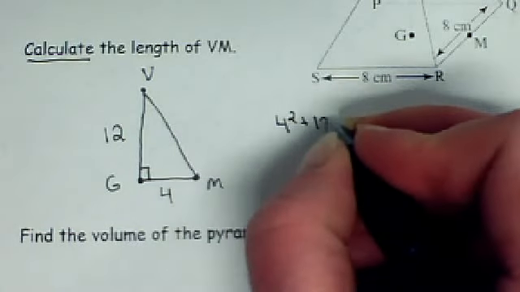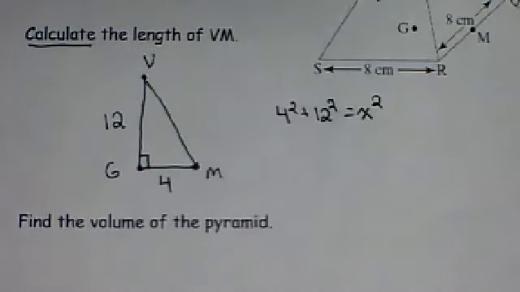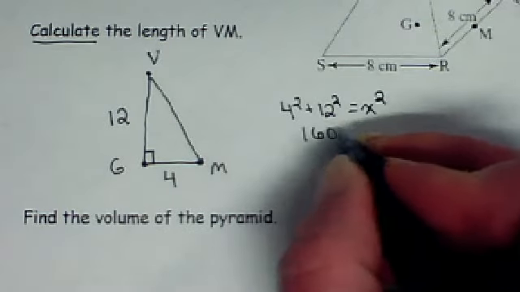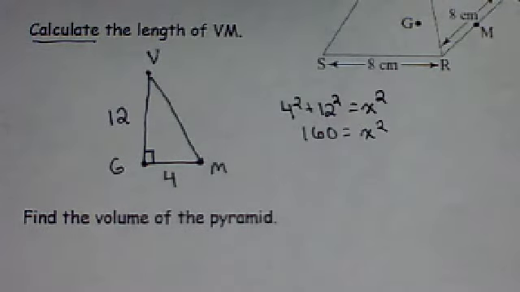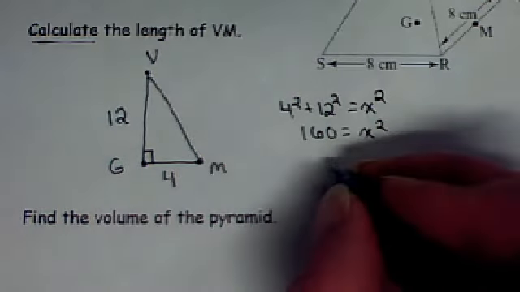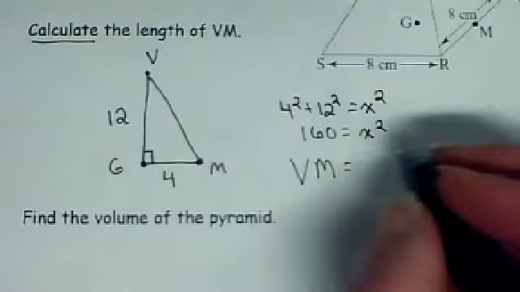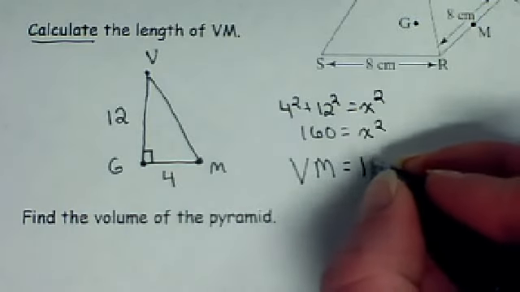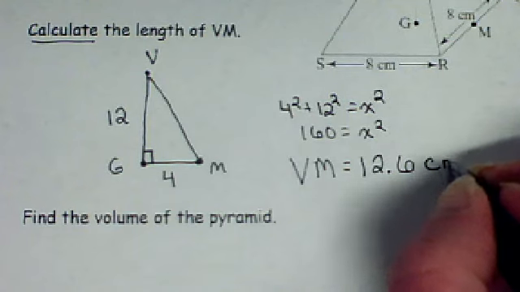4 squared plus 12 squared equals x squared. 4 squared plus 12 squared gives me 160. And we get that VM, and so I went right back to the name of it, is 12.6 centimeters.